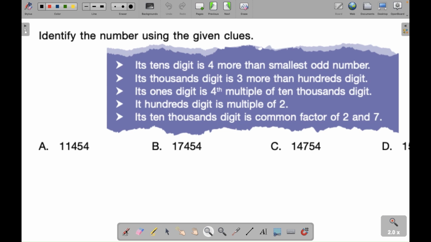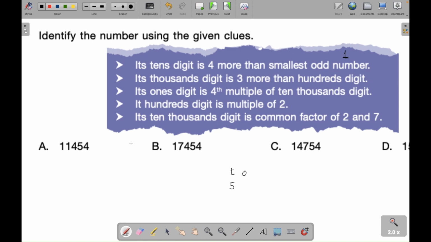Identify the number using the given clues. Its tens digit is 4 more than the smallest odd number. So here you can find the tens digit. You have ones and then you have tens. Tens digit is 4 more than the smallest odd number. What is the smallest odd number? It is 1. So tens digit is 4 more than 1. What is 4 more than 1? It is 5. So tens digit will be 5.